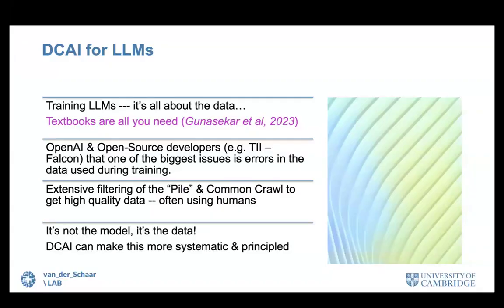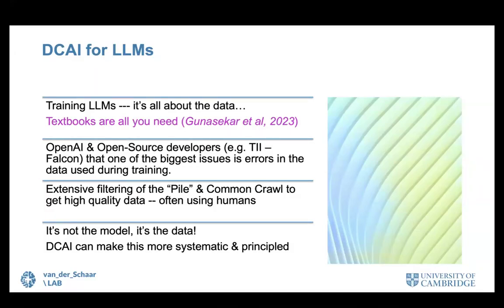So the first is I'll be talking a little bit about data-centric AI for large language models, and then flipping the script a little bit and saying, what can large language models contribute as an example towards the data-centric AI literature? But first, how is data-centric AI and this data-centric thinking really affecting the development of large language models? We've seen that training of large language models has really been fundamentally about the data itself.